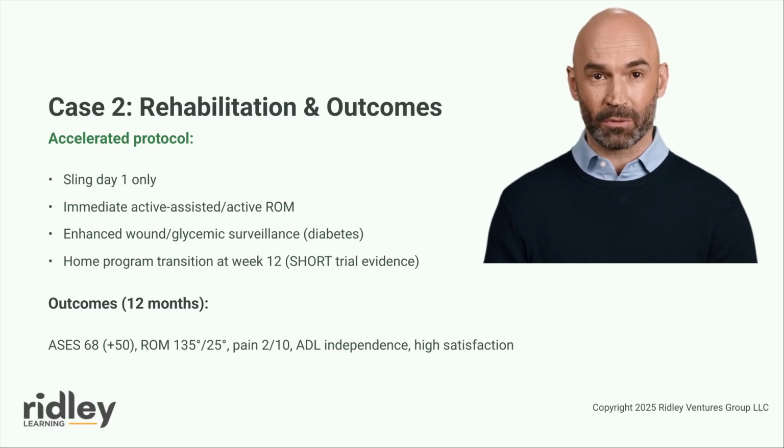Dislocation precautions were reviewed, specifically avoiding combined adduction, internal rotation, and extension. By week 10, she achieved independent overhead reaching, dressing, and grooming. She transitioned to a home program at week 12 per the short trial evidence.